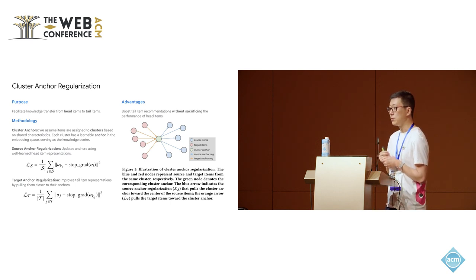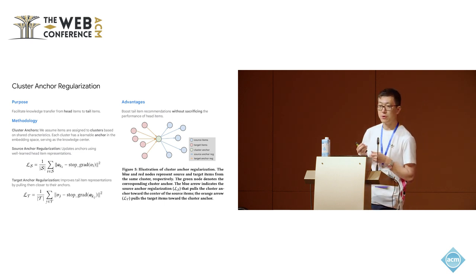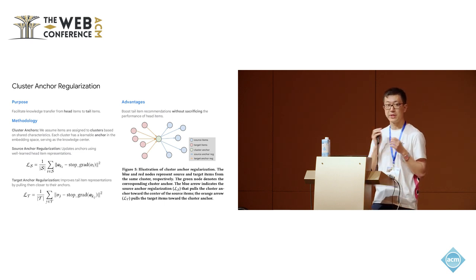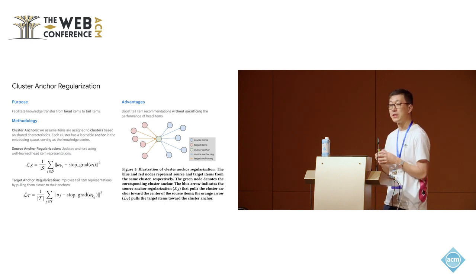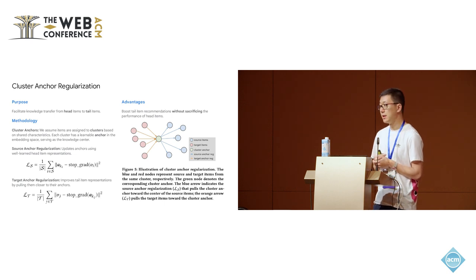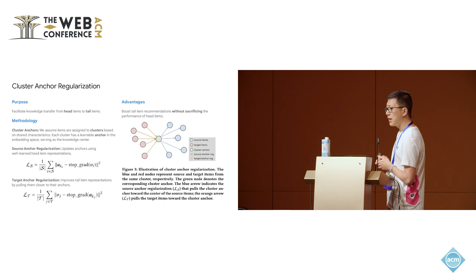One thing to note is that we want to make sure this knowledge transfer is one-directional. We only want to transfer knowledge from head items to tail items, but we don't want the tail item embeddings to pollute the already well-learned head item embeddings in any way. So that's a very high-level summary. There are two questions we need to answer: first, how to define the anchors, and second, how to use the anchors.